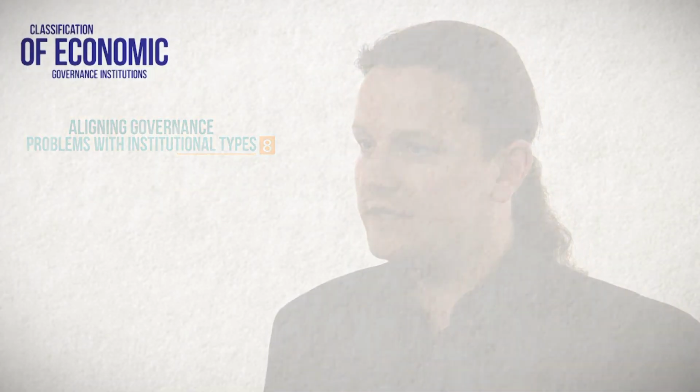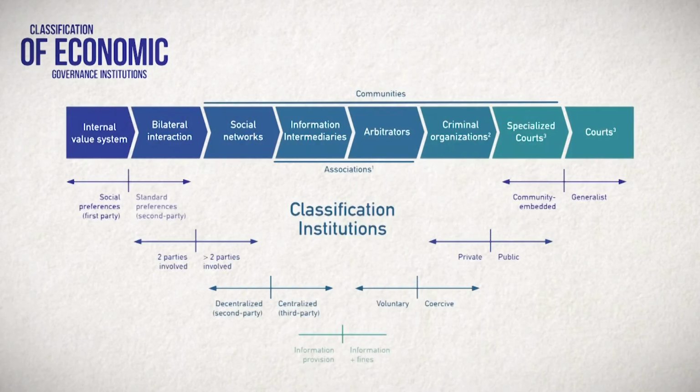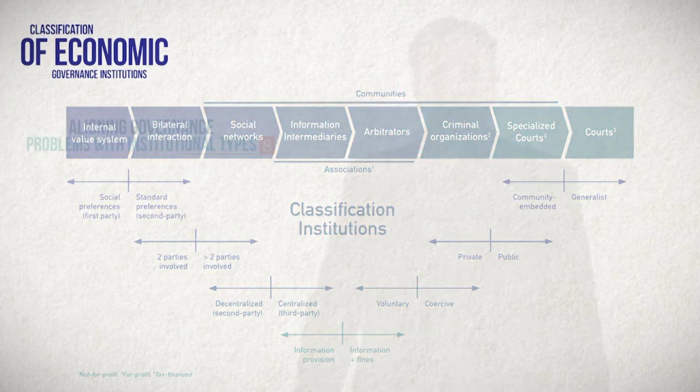So, in this video, I have explained a classification of economic governance institutions which can serve as a starting point to identify the optimal institution for any specific economic governance problem. In another video, I present a brief introduction to economic governance that is anterior to this classification. There, I present the three major economic governance problems: property rights protection, contract enforcement, and collective action.